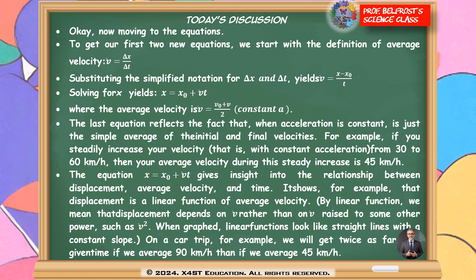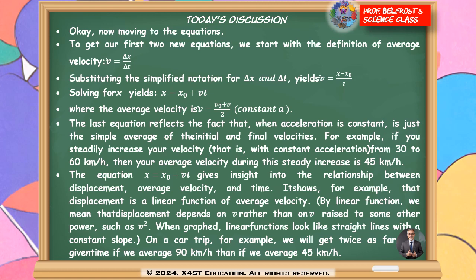And once again, I warn you, I missed something here. That is v bar, not v. v bar equals v0 plus v divided by 2. And this last equation reflects the fact that acceleration is constant. It's just the simple average of the initial and the final velocity, and it is very clear from the example that I've given you in this slide.